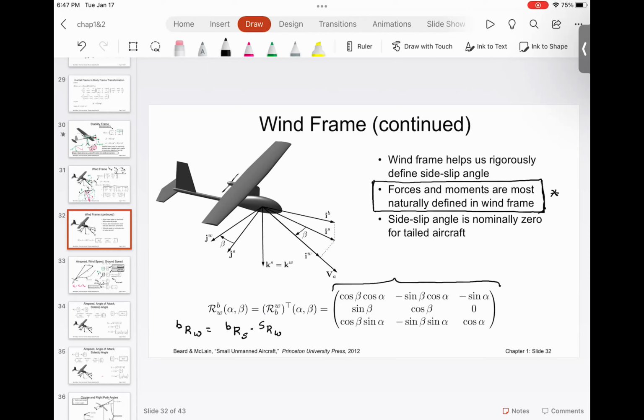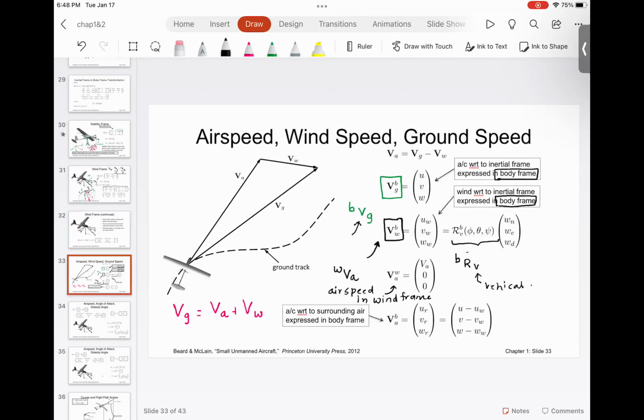You agree with me? Which means it does not have any Y or Z component in the wind frame, because the unit vector I in the wind frame is aligned with the air velocity. Do you agree with me? So I want you to observe here that the airspeed in the wind frame is VA, 0, and 0. Do you agree with me? Because it's completely aligned with the unit vector in the I direction.